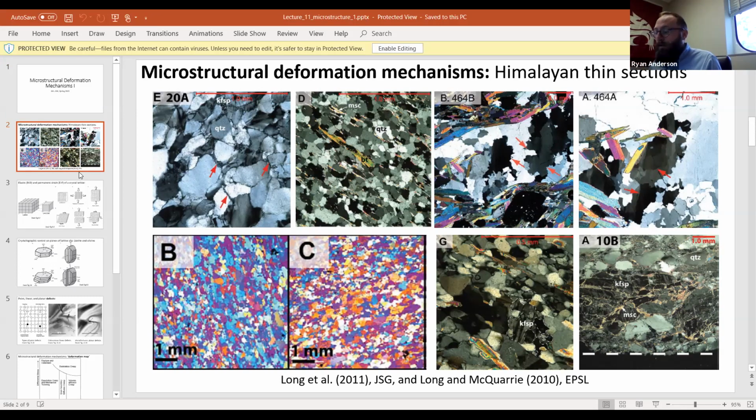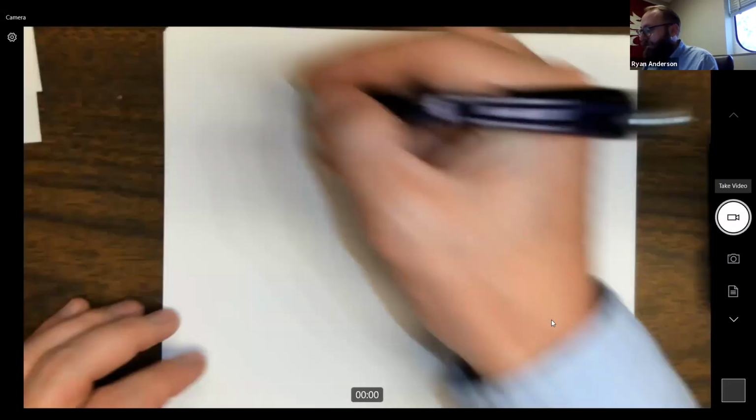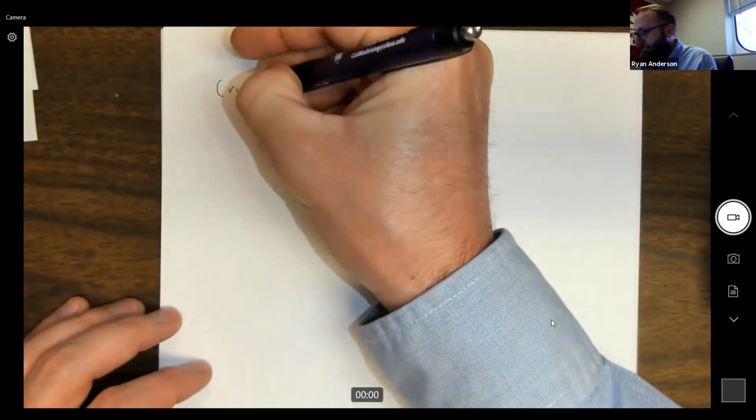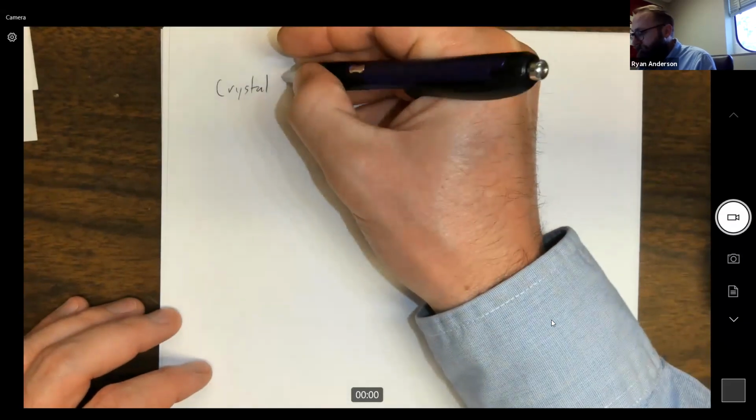Jumping back to our doc cam, let me move this page out of the way. We're done with that. We're going to talk about some micro scale features. The first thing we want to talk about is a crystal lattice.